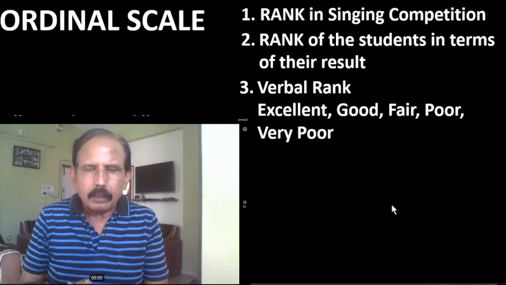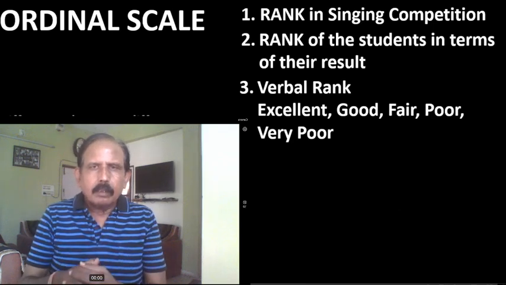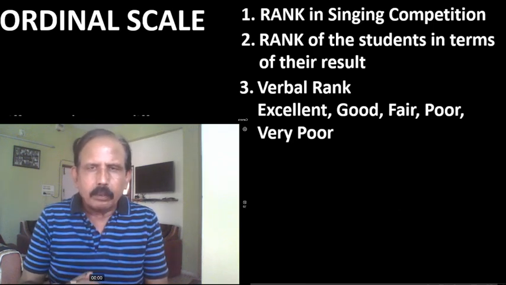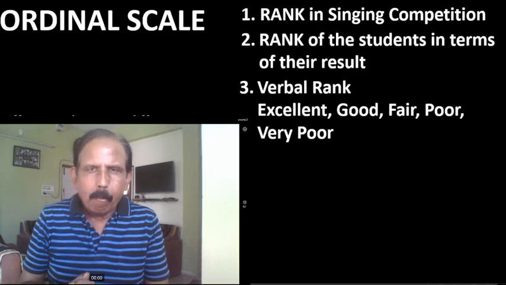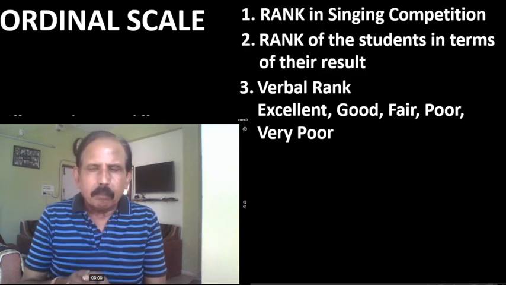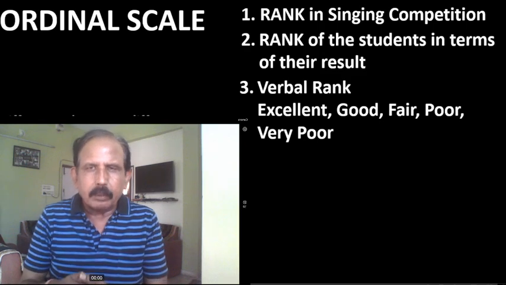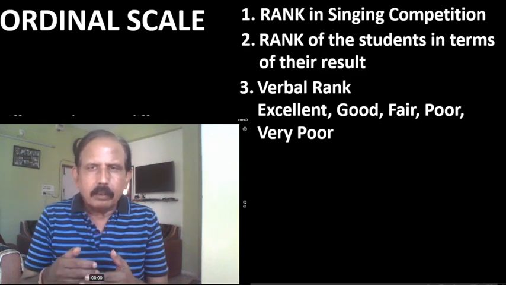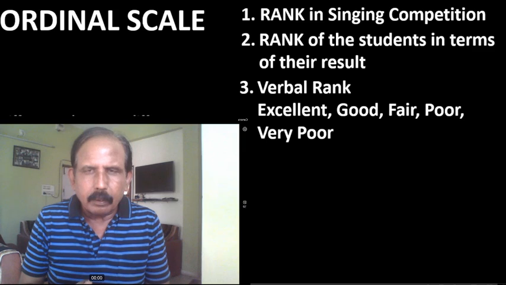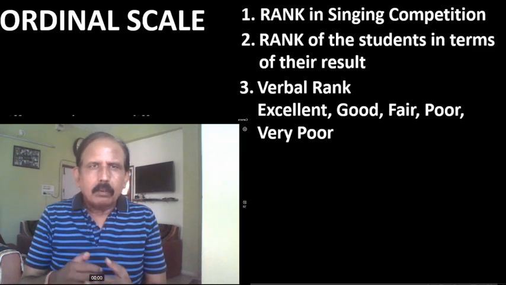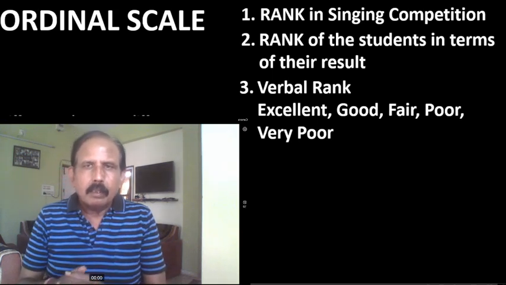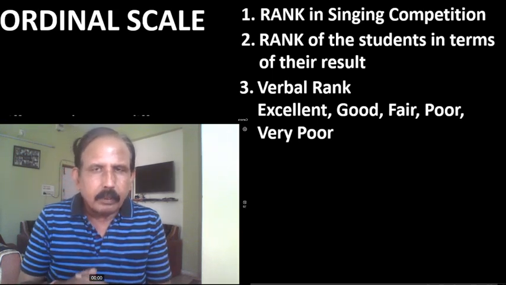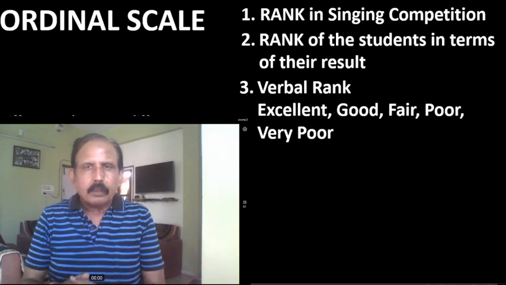Here verbal ranks are given, and the words used for giving the ranks are excellent, good, fair, poor, very poor. These words have the capacity of arranging the subjects in a particular order on the basis of the intensity of the characteristics they have. In this way, the ordinal scale has a special capacity of arranging the subjects in a particular order on the basis of the intensity of the characteristic.